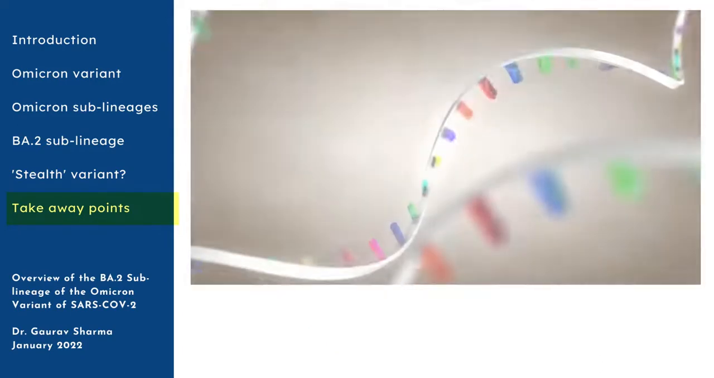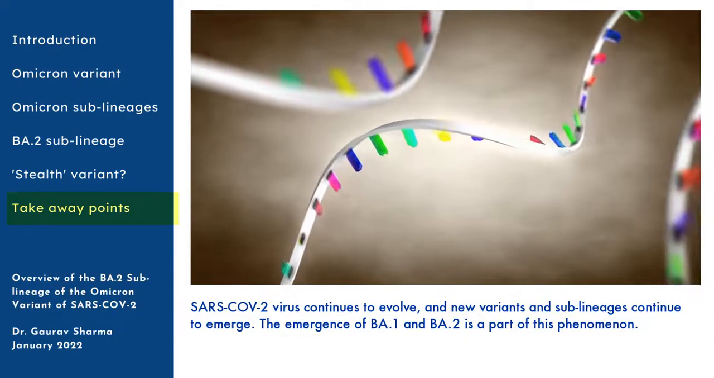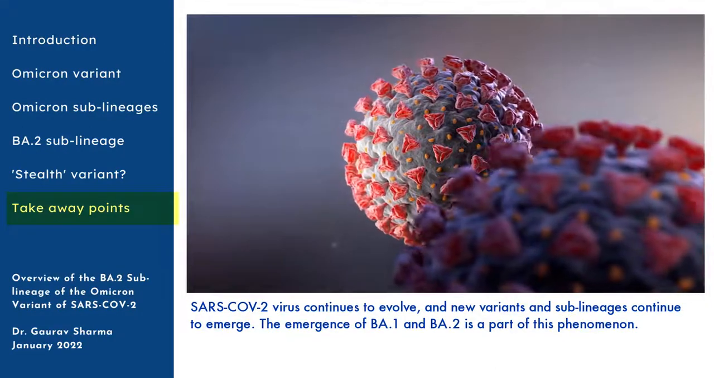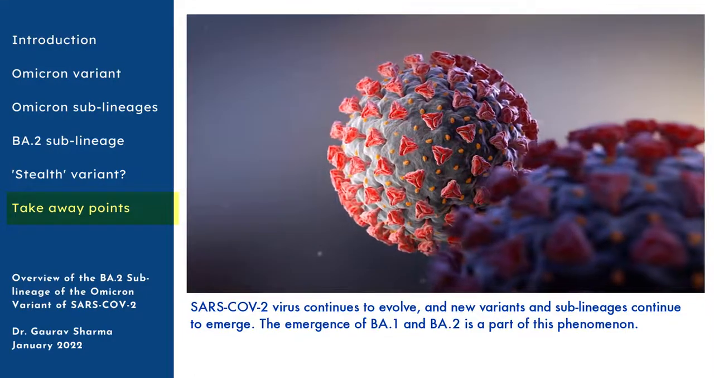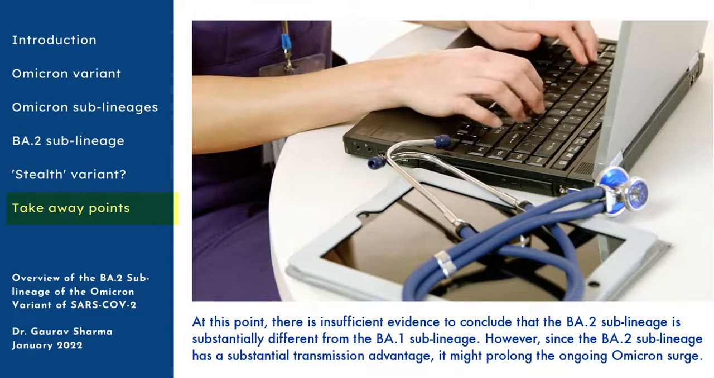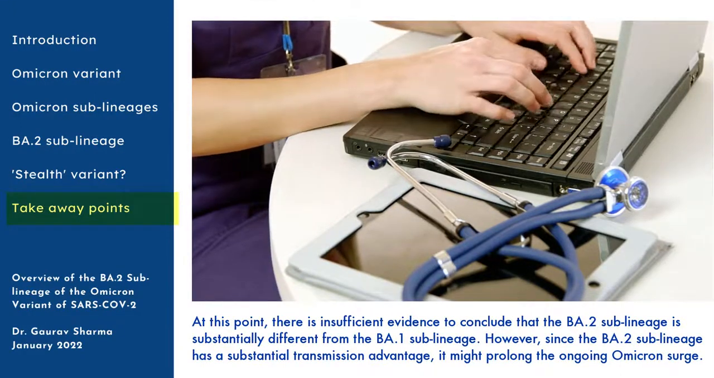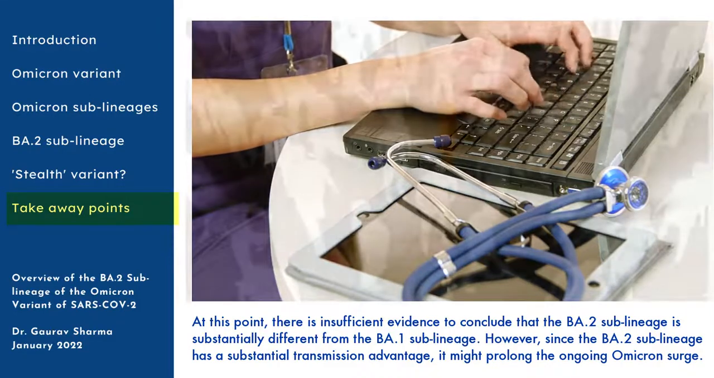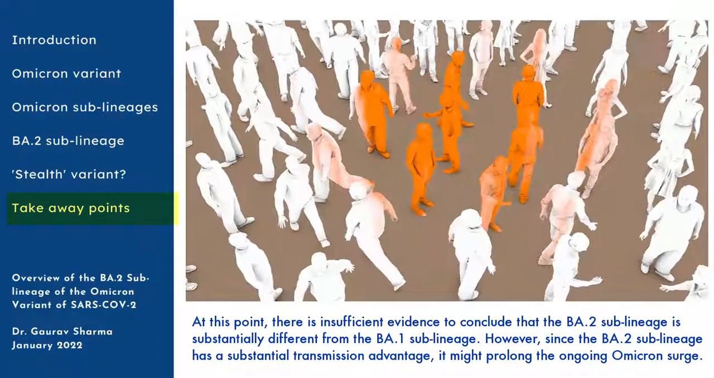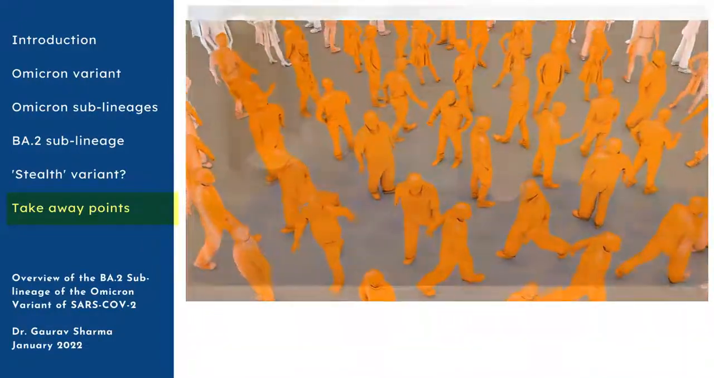Takeaway points. As always, the SARS-CoV-2 virus continues to evolve, and new variants and sublineages continue to emerge. The emergence of BA.1 and BA.2 is a part of this phenomenon. At this point, there is insufficient evidence to conclude that the BA.2 sublineage is substantially different from the prior BA.1 sublineage. However, if the BA.2 sublineage has a substantial transmission advantage, it might prolong the ongoing Omicron surge.